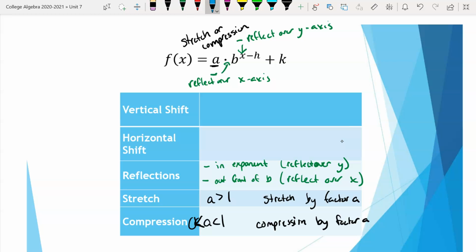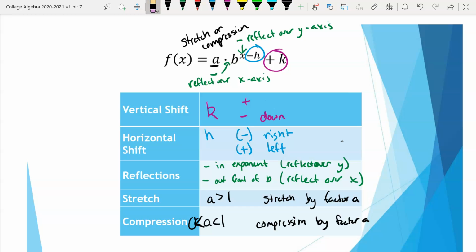Your horizontal shift is in the exponent, right? If it's negative, that means you're going to go right. If it's positive, that means you're going to go left. Remember, they're lying to you whenever we do horizontal shifts. We've done shifts before. That's just the way it is. And then your vertical shift is k at the end here. If it's positive, that's going to be up. If it's negative, that's going to be down. Okay?